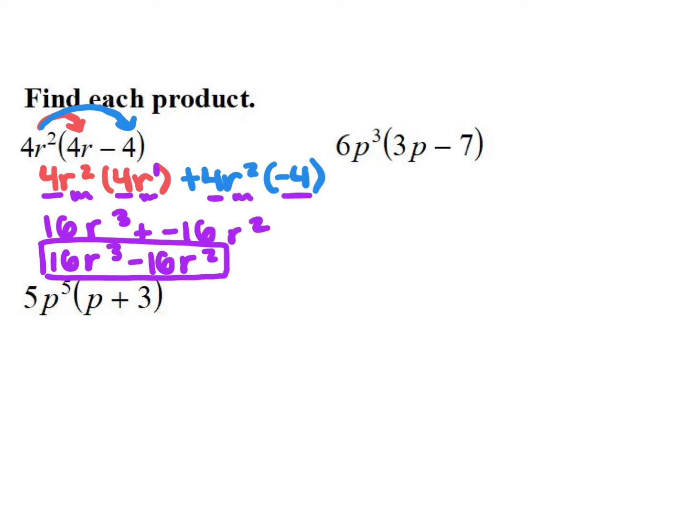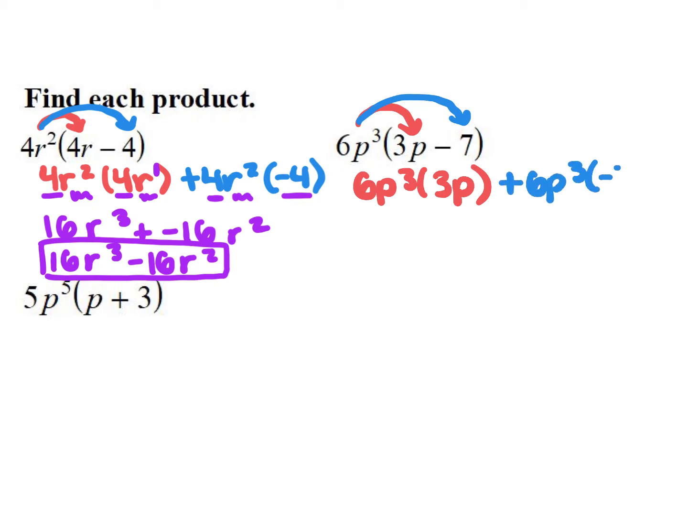For the next question, I'm going to distribute my 6p to the third to the 3p. So you get 6p to the third times 3p. And I'm also going to distribute the 6p to the third to the minus 7. So it's plus 6p to the third times negative 7. Now if I simplify that, 6 times 3 gives you 18.